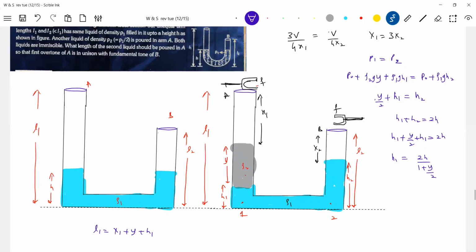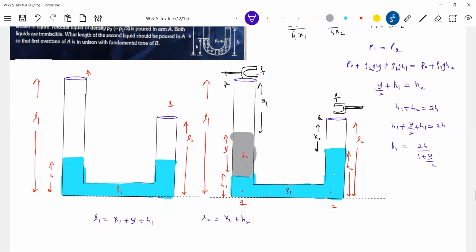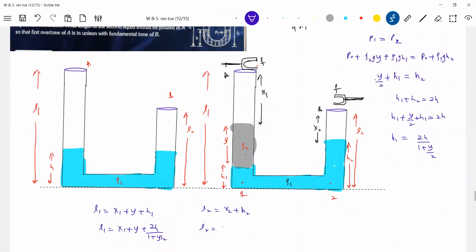X values will be substituted from here. One more will get us L2 equal to x2 plus h2. Now x1 equal to 3x2, I'll get it. h1 value we know. Two equations, L1 and L2, unknown y and h will be remaining. Only y is unknown. 2h plus 1 plus y by 2. This is x2. I can write it as x1 by 3.